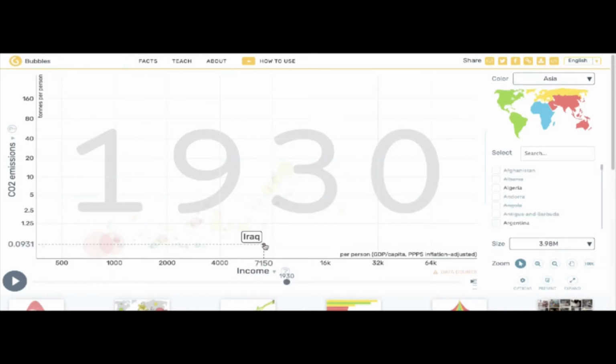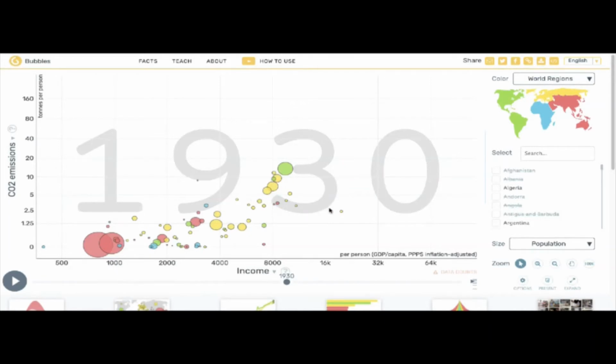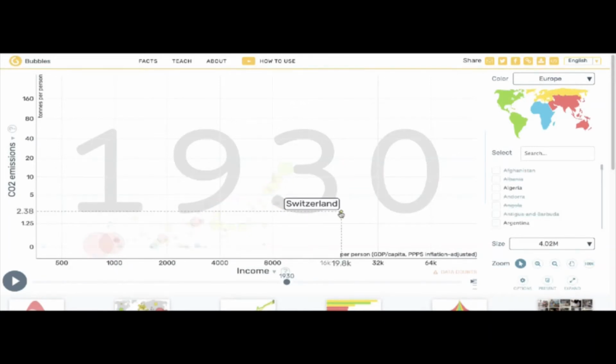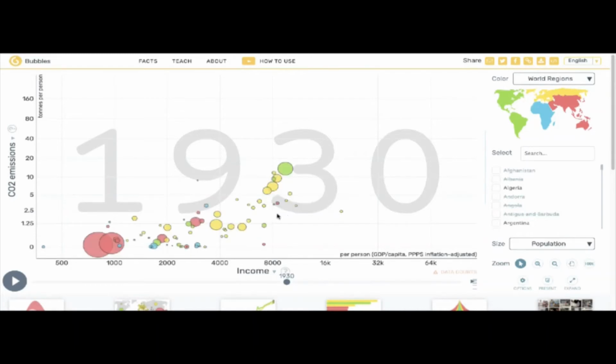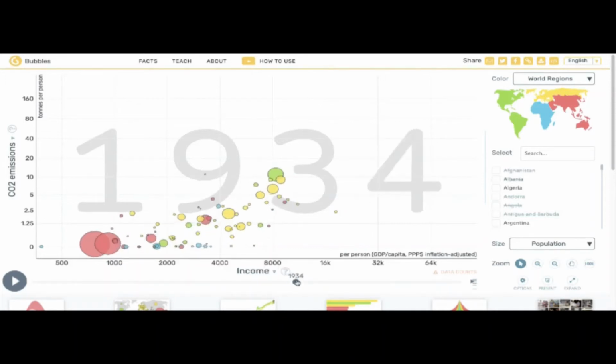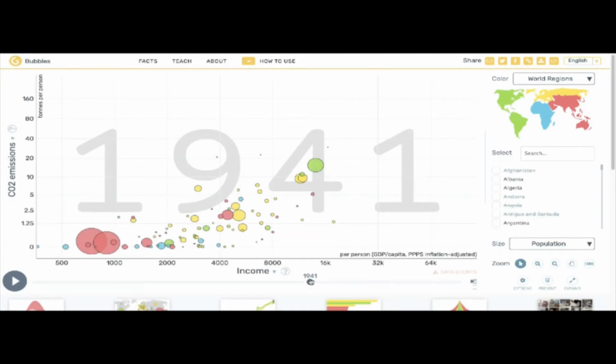Iraq, very little CO2 emissions to do with them exporting oil, but actually having no industry of their own. Over here, we have got Switzerland, very high level of wealth coming from banking and similar industries, very low levels of CO2. But overall, CO2 means wealth, wealth means CO2.